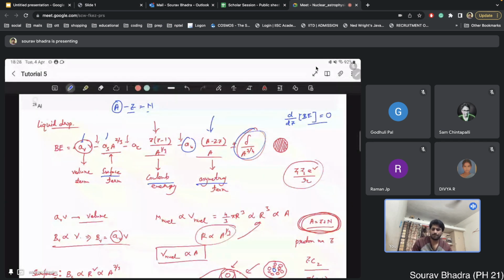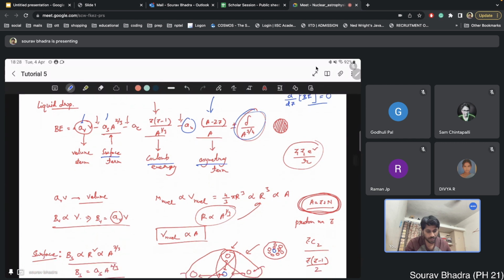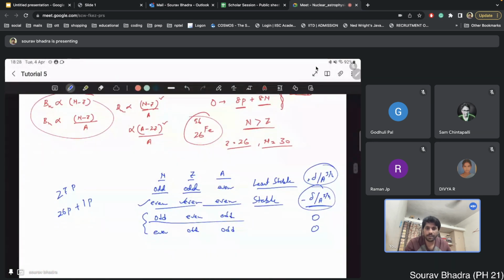This is the most repeated or most important problem from the liquid drop model. I will not do that problem because it is not in the assignment. If there is any such problem in a later assignment, I will do it. Okay, now this was the general understanding. If you have any question, you can ask.